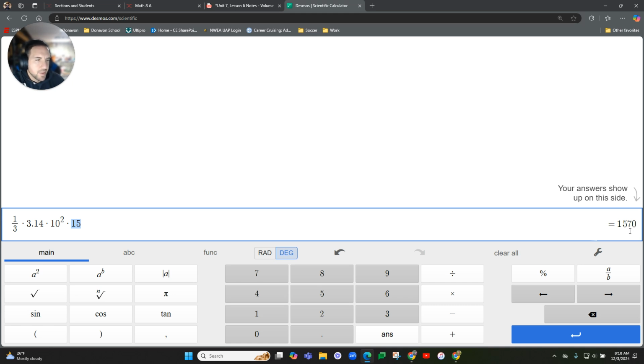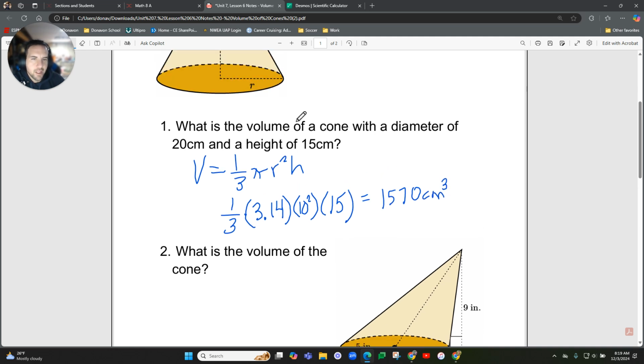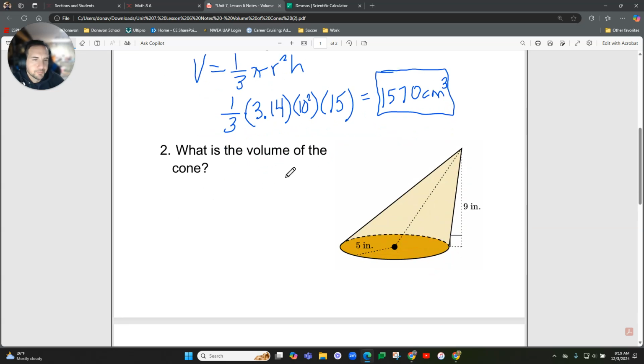So the answer is 1,570. So the volume of this cone is 1,570, and in this case, it is centimeters cubed or cubic centimeters. And again, volume is always in units cubed because it's three-dimensional. So there's length, there's height, and there's width to volume. Whereas area is only two-dimensional.